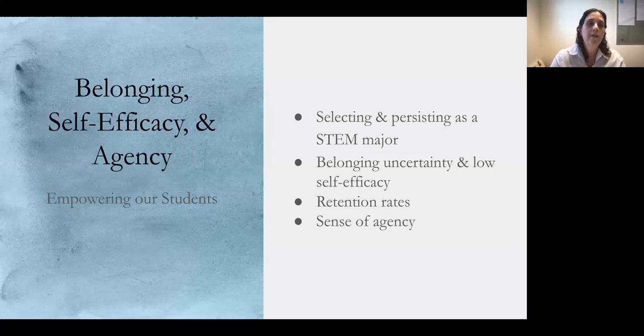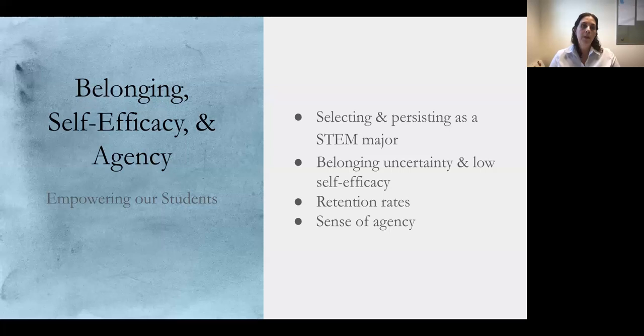So belonging, self-efficacy, and agency. There's an intersectionality on these topics. So I'm framing this from the context of environmental issues, and then also within how that influences the educational setting as well. When we're looking at what the literature has said, we know that selecting and persisting as a STEM major is influenced or impacted by a sense of belonging, self-efficacy, and also agency.